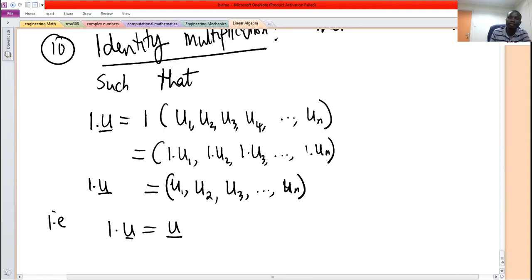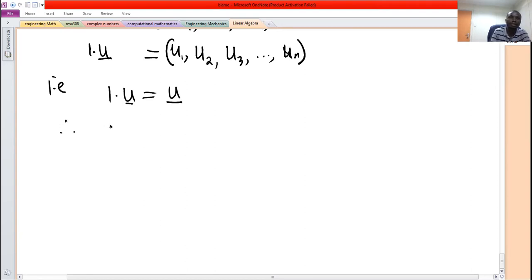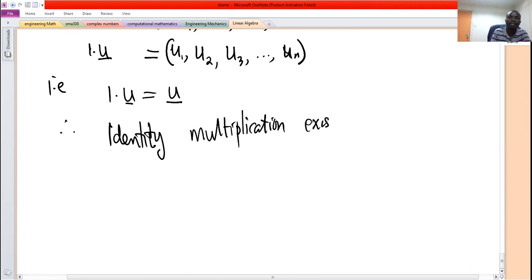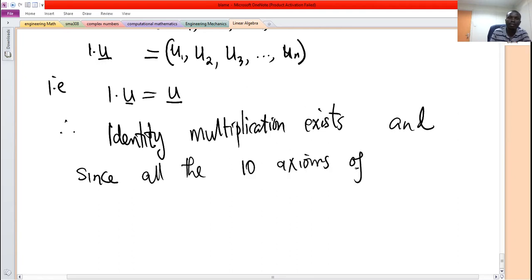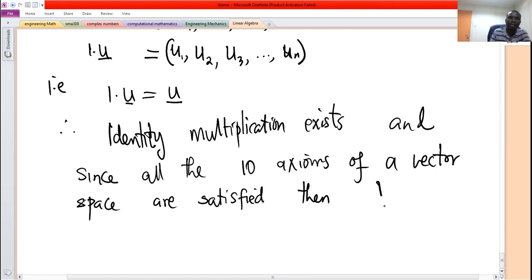So therefore, because the identity multiplication property exists, and since all the 10 axioms of a vector space are satisfied, then V is a vector space. Remember, V was the set of all n-tuples of elements picked from a field F. So that's the solution. Thank you.